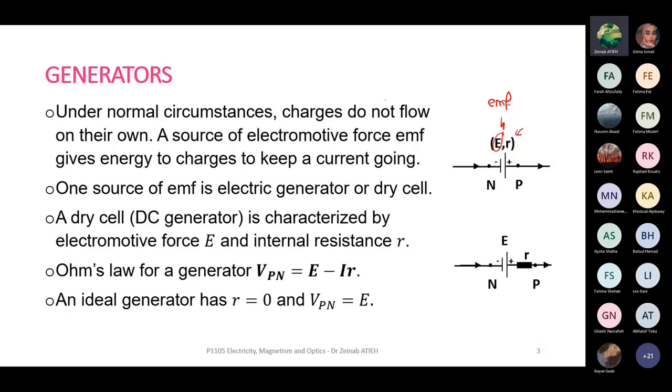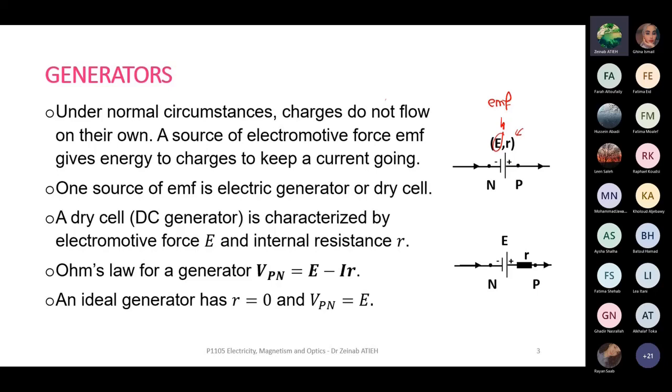volt or 9 volt or 3 volt. This is the electromotive force. What is the electromotive force? By definition, it is the maximum voltage that can be delivered by the generator. But is all of it delivered by the generator? The answer is no, if the generator is not ideal.